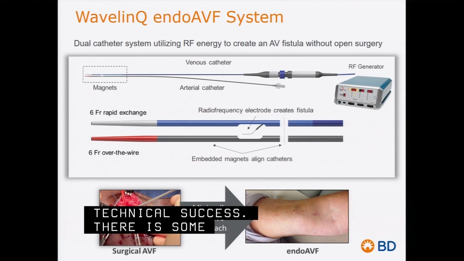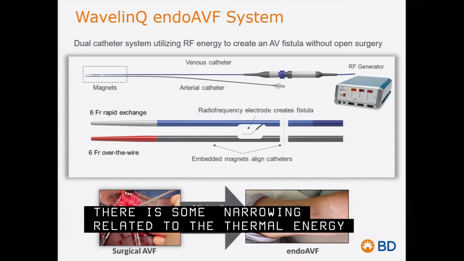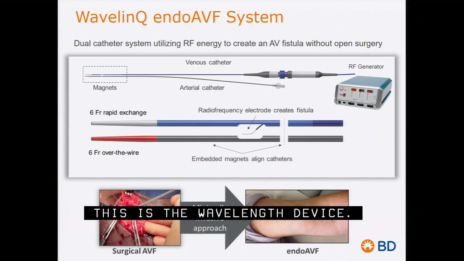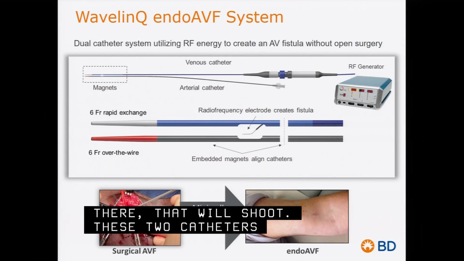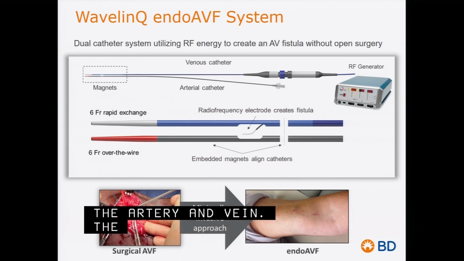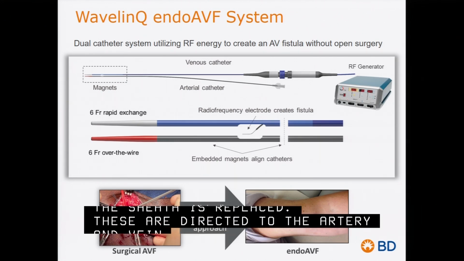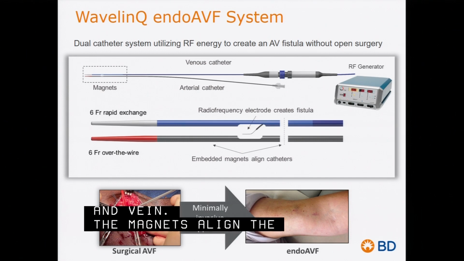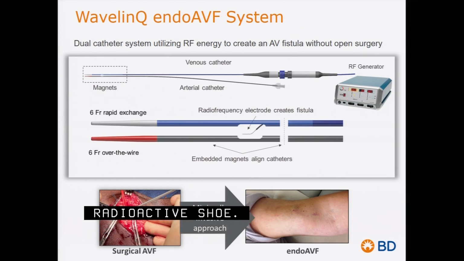This is just a WavelinQ device in a little closer perspective. They did show the radiofrequency electrode there, which is that little shoe. So what happens is these 2 catheters are passed percutaneously, so we get micropuncture access in the artery and vein. The sheaths are placed. These devices are then directed under fluoroscopy to the ulnar artery and vein. The magnets then align the radiofrequency shoe so it's going to touch that foot plate. Once it's all aligned under X-ray, then you fire the RF energy and it creates the AV fistula.